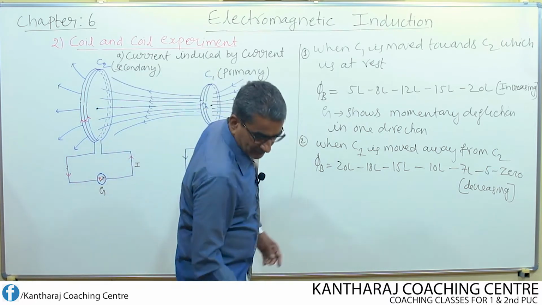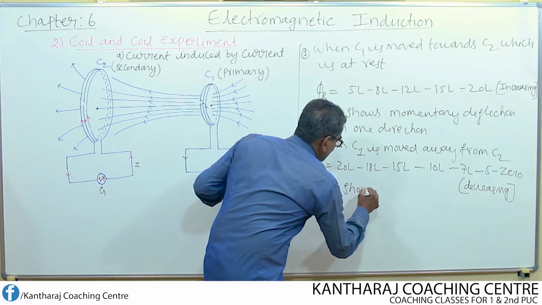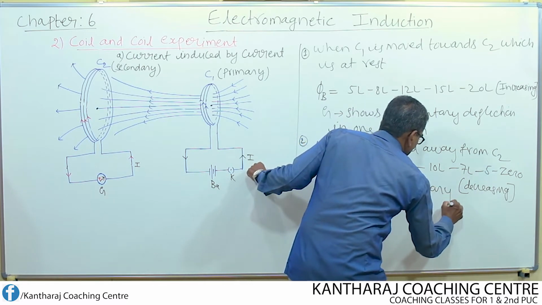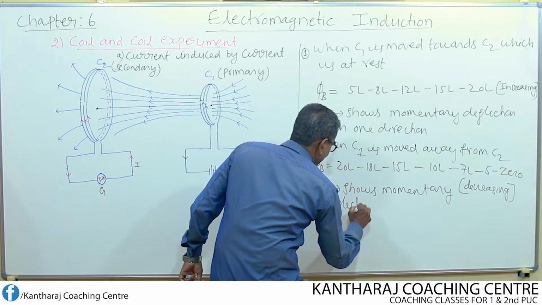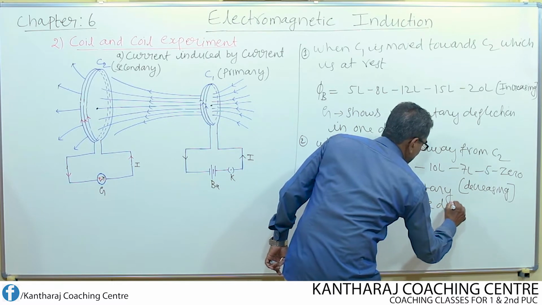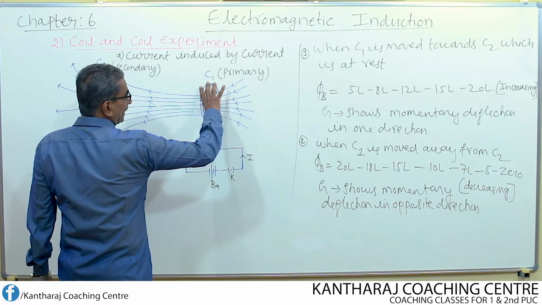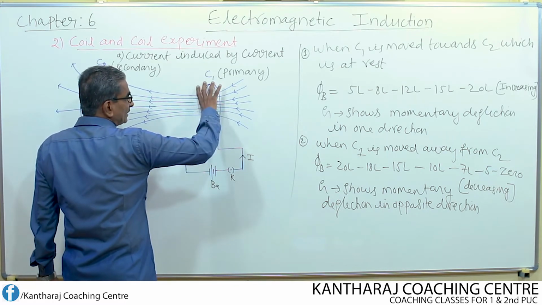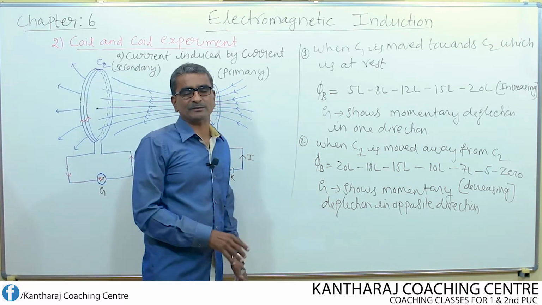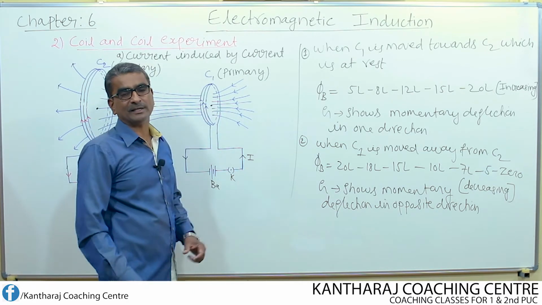So let us write the second part here. What happens here? G shows momentary deflection in the opposite direction. Here, instead of using a bar magnet, we are using a coil to change the magnetic flux linking with C2. That is one difference between the coil and magnet experiment and the coil and coil experiment.